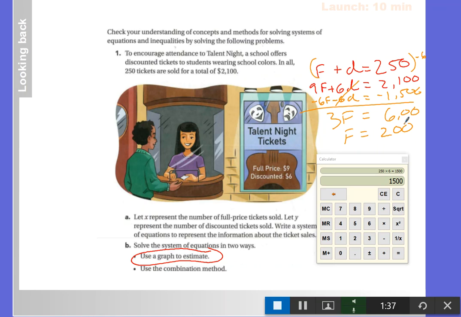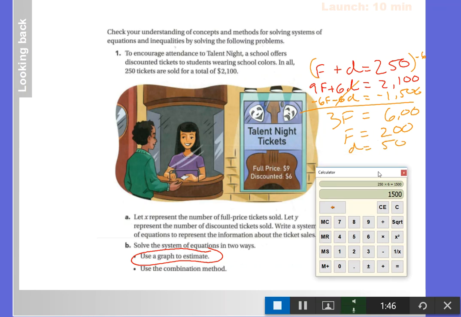Well, that's kind of lame. That means we only sold 50 discounted tickets. So only 50 people wore a costume, or sorry, wore school colors. That's kind of sad. Oh, well.